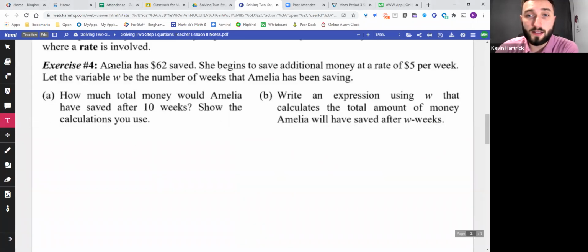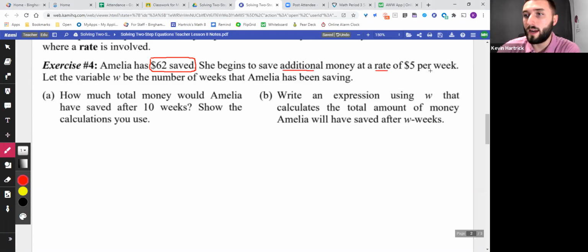All right, so let's look at exercise 4. Amelia has $62 saved. She begins to save additional money at a rate of $5 per week. Lots of important details. This $62 saved is important, right? Additional money means we're going to add it on. Rate is important. $5 per week is important. All important stuff. Let W be the variable, the number of weeks that Amelia has been saving.